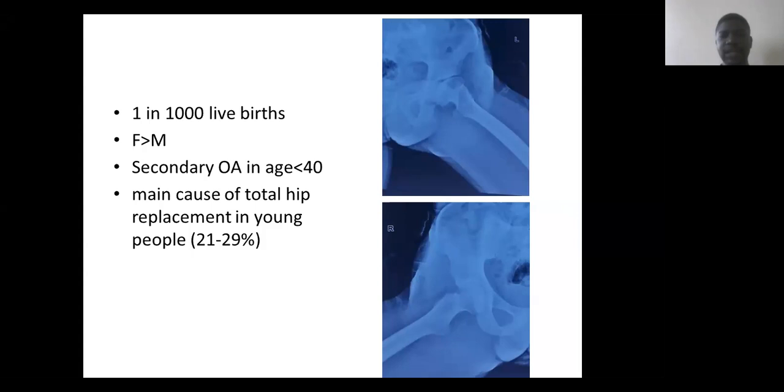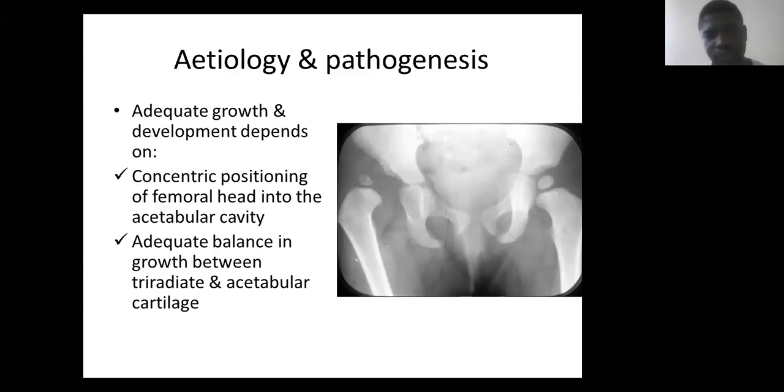Then in terms of etiology and pathogenesis, adequate growth and development of the acetabulum of the hip depends on concentric positioning of the femoral head in the acetabular cavity, and also adequate balance in growth between the triradiate cartilage and the acetabular cartilage. So if the hip is unstable and not concentrically reduced in the acetabulum, that delays acetabular development. So most of the patients that we're going to see with DDH have acetabular changes. Then because the hip is not being loaded, that also affects development of the proximal femur, as we shall discuss in a bit.